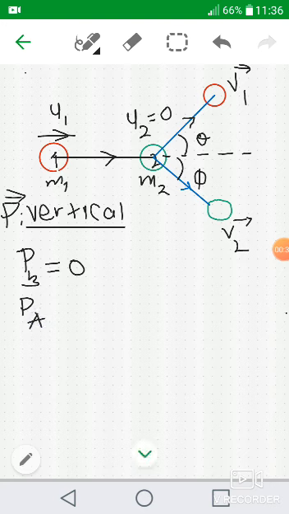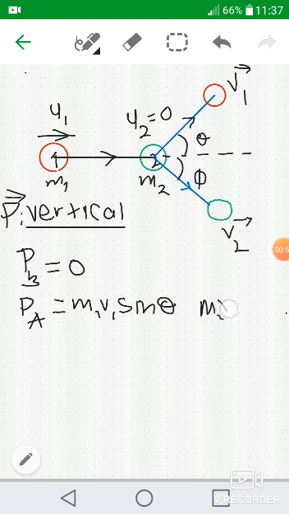So for the two bodies, the first ball of mass m1 moves with a velocity v1, but this velocity should be resolved vertically, so it becomes m1 v1 sine theta. Then the other is m2 v2, which should also be resolved vertically, so it should be v2 sine phi, but it is vertically downwards in the negative y direction, so we shall put a negative sign to mean the direction.